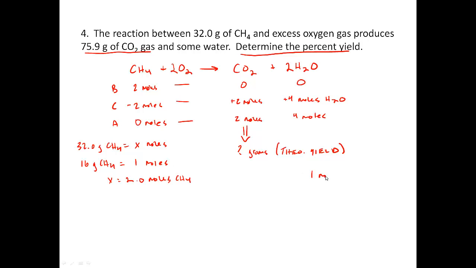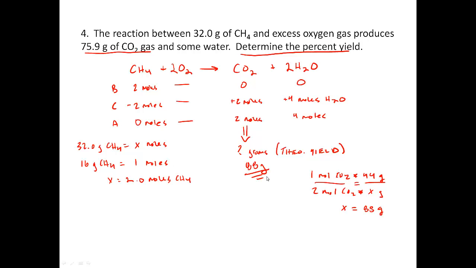Okay, let's go ahead and do that calculation real quick. If 1 mole of CO2 is equal to 44 grams, if I have 2 moles of CO2, how many grams is that going to be? Well, it doesn't take a math major to figure out that X is going to be equal to 88 grams. Right? 2 moles is 88 grams. This is our theoretical yield.